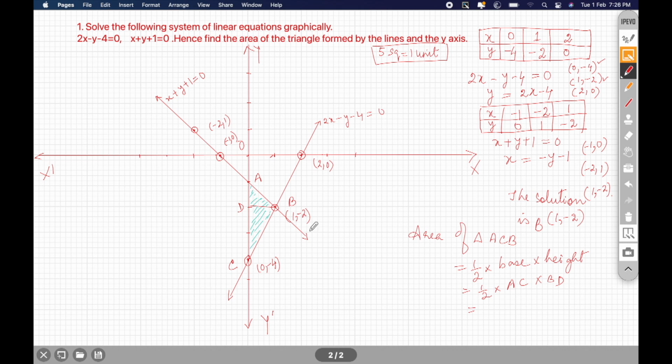If you count the squares here, you will see that we have 3 units here. You can see the marks. So AC is of 3 units and BD also you can see is of 1 unit. So answer is 3 by 2 square units, or 1 1/2 square units.